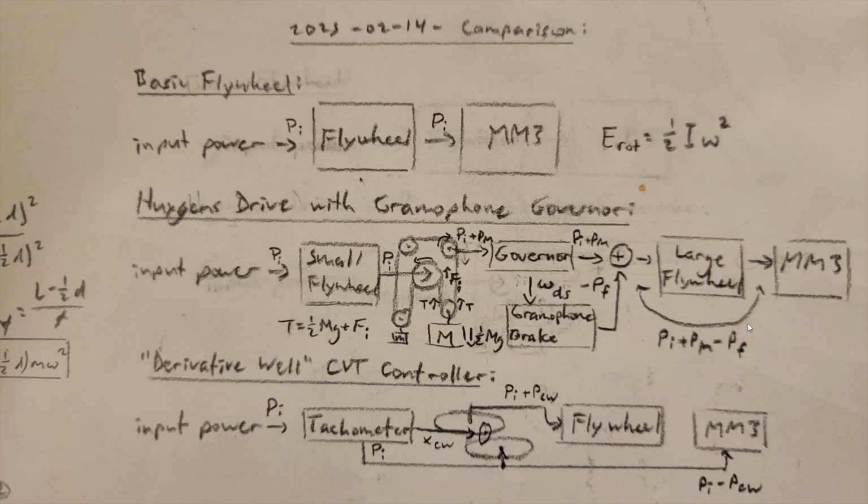It would have probably worked just as well for a constant load if you were to have bypassed the Huygens Drive, removed the gramophone brake, and just adapted your input to keep the governor's sleeve at the same position.